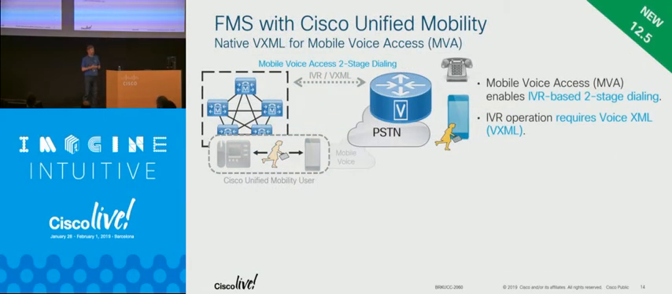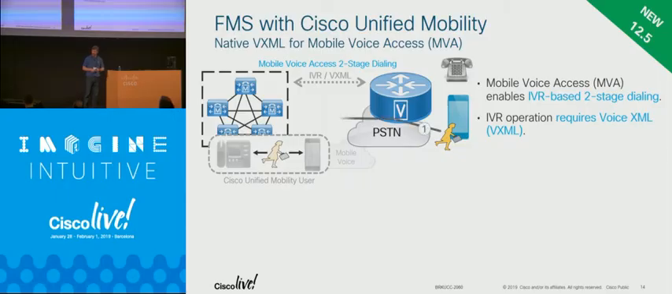So one thing I want to bring up, which is new, I normally don't spend any time on unified mobility other than to do just what I did, but there was one new thing that came with version 12.5, which was just out and released a week and a half ago, and that is the ability to support native VXML for mobile voice access. Mobile voice access is a two-stage dialing capability, and it's an IVR-based capability.